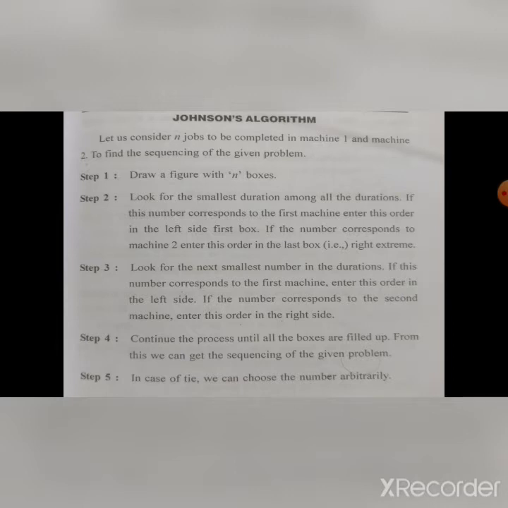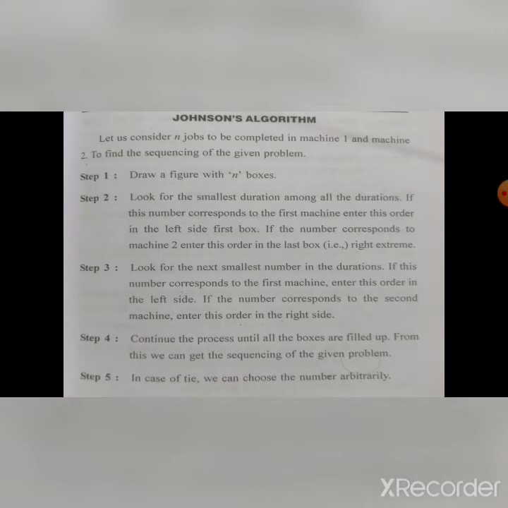So we have the processing times for machine 1 as well as machine 2. First we have to find out the smallest duration. Suppose the smallest duration belongs to machine 1, then in the n boxes you should enter that particular job. Suppose for machine 1 the job is 3, you should write 3 in the first box. Suppose it is in machine 2, you have to write it in the last box. Suppose the same third job, you should write it in the last box.